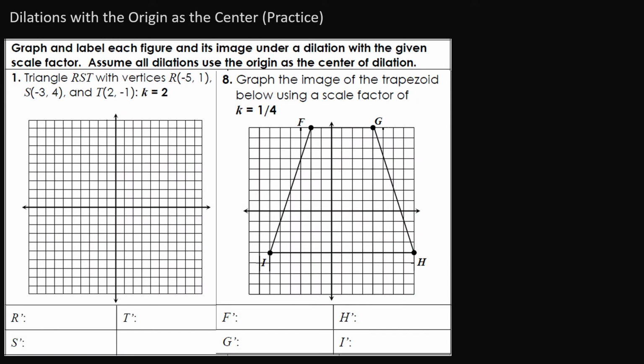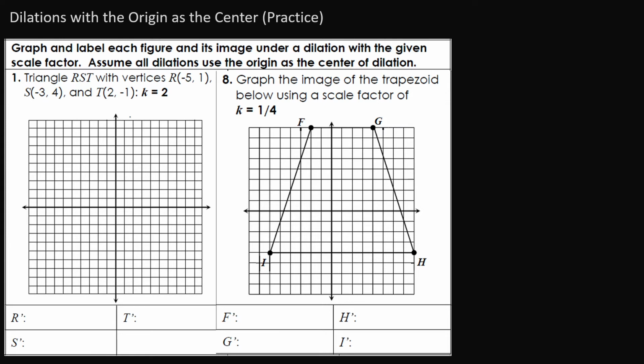So let's practice. I took examples 1 and 8 for us to practice with. We're asked to graph and label each figure and its image under a dilation with the given scale factor and assume that all dilations use the origin as the center of dilation. If dilations occur where the center of dilation is not the origin, similar rules apply, but we would have to translate the figure before enlarging or reducing it.